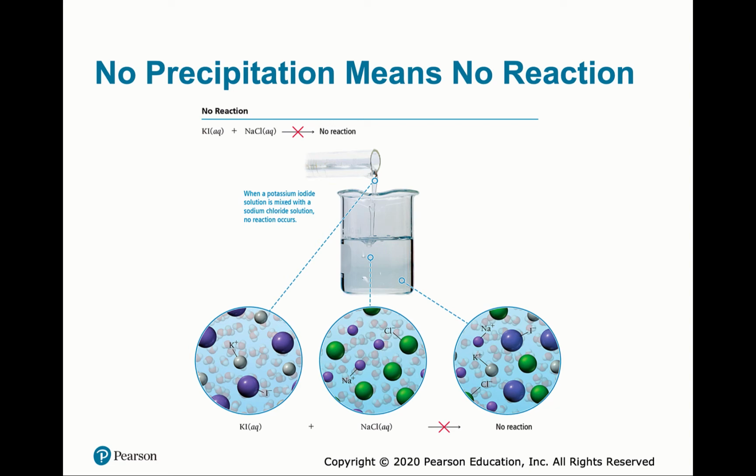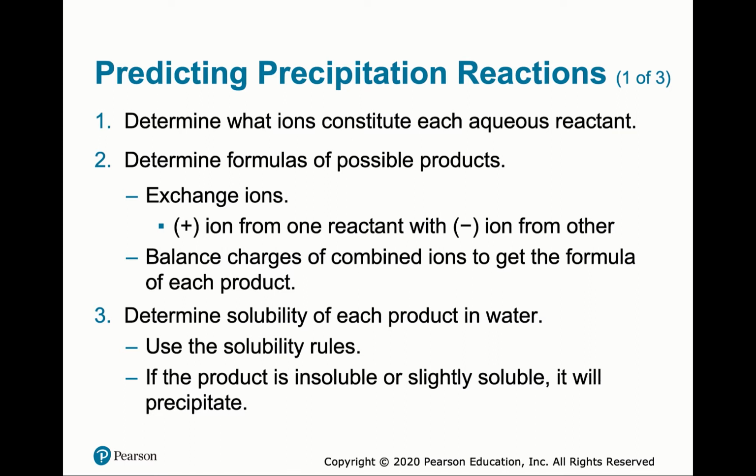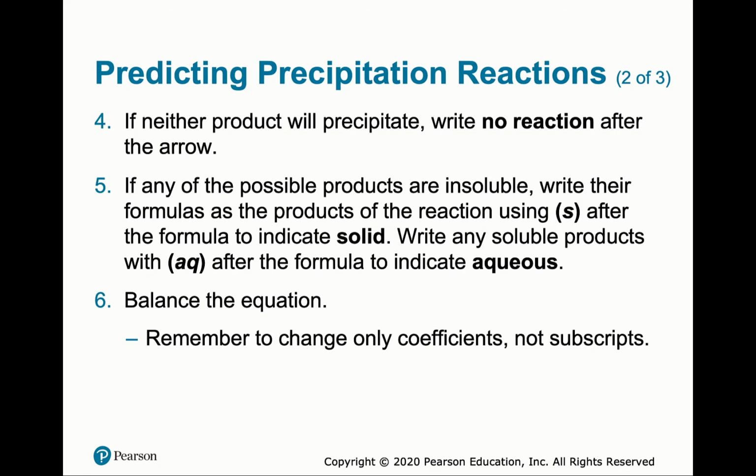And sometimes, like potassium iodide and sodium chloride, mixing these together, you think, oh, there's going to be a reaction. And no, nothing happens. No precipitation just means no reaction. These things just do not form a new compound. And so how do we predict them? You have to pair up the positive ions with the negative ions, and vice versa. Then you have to look at those ions and determine if one of them is insoluble. So that's the general idea for this.